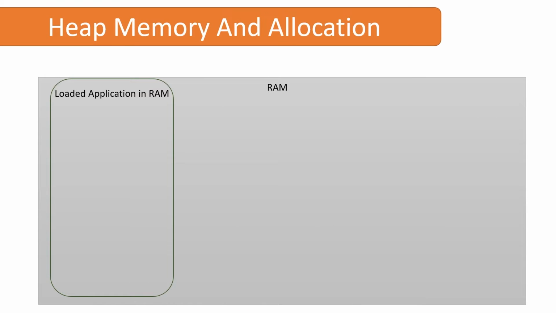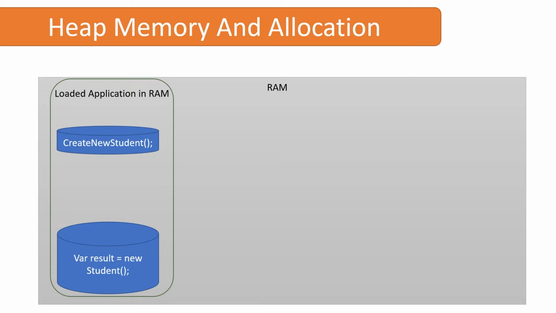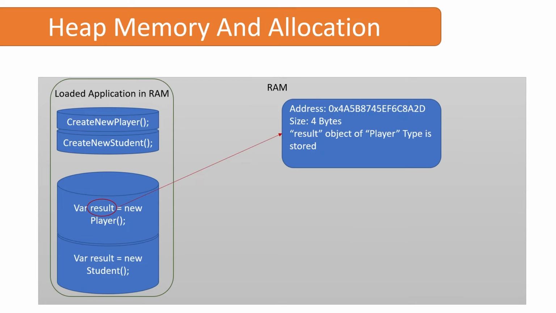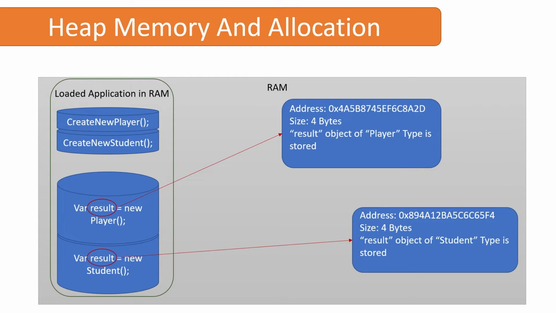The heap is different. For using the heap memory, we should first allocate the data and then use it. In our example, the loaded application into the RAM, we have some objects on our stack memory. For example, in here, when we new a player class, we create an object called result here. That result is a data on a stack memory, but when we new the player, that data that was inside a stack memory is only holding a pointer to the address of a RAM which contains the data of a player. And the same can happen for the student object.